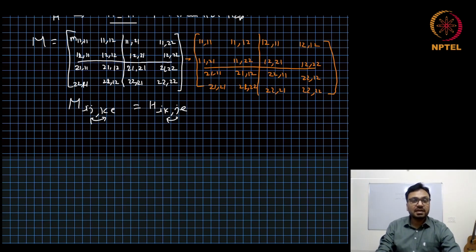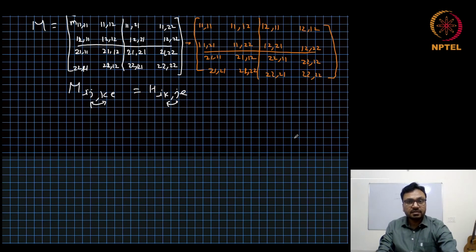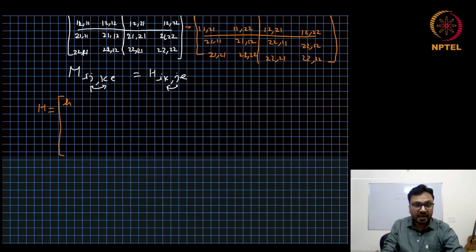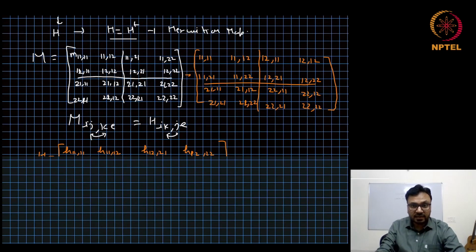So if we just interchange the elements, then this is the matrix we get, right? But these are still... so the H matrix will be H1111, H1112, H1221, H1222, and so on. Okay, so these are H elements here.